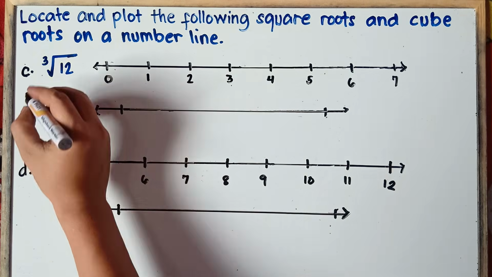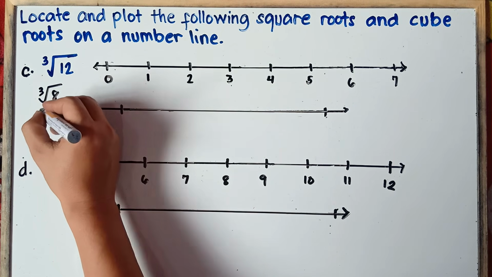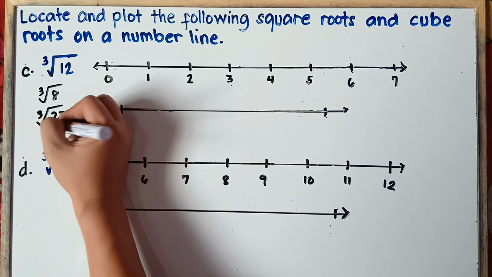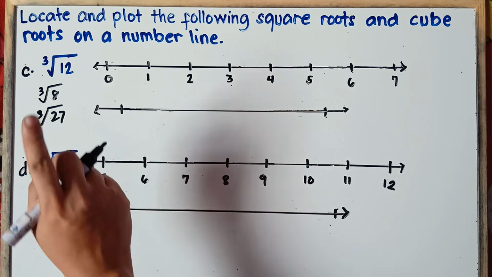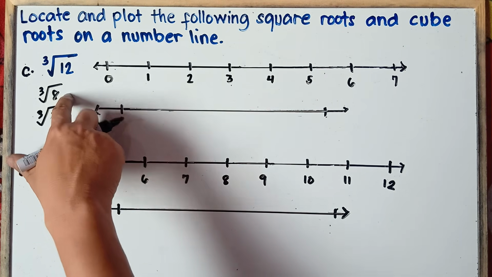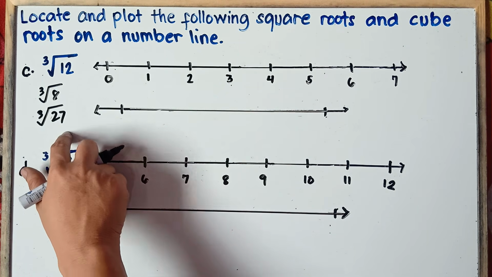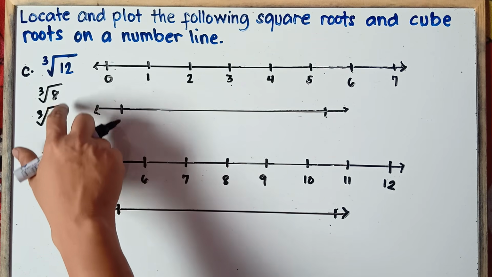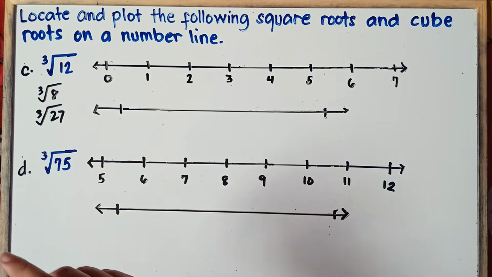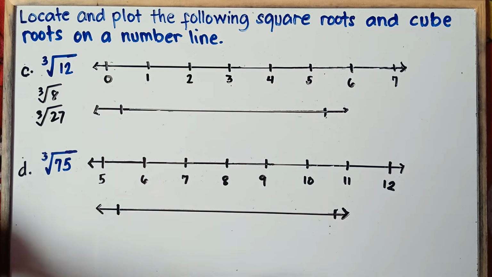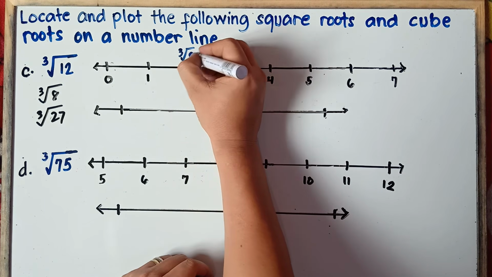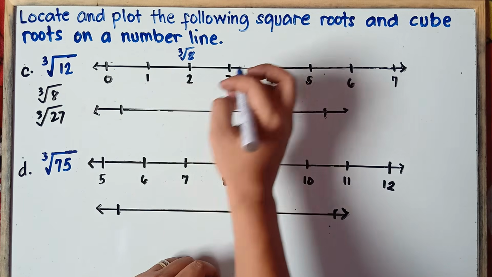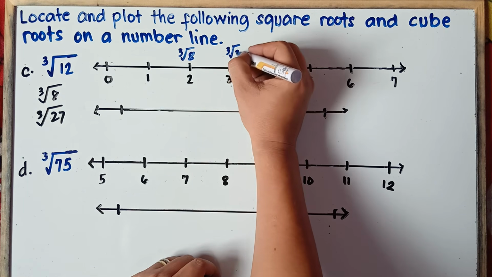So that would be cube root of 8 and then cube root of 27, right? 8 and 27, those are perfect cubes near 12. And 12 is in between 8 and 27. So the cube root of 8 is 2, and the cube root of 27 is 3.